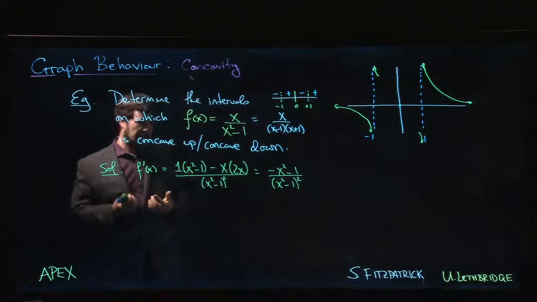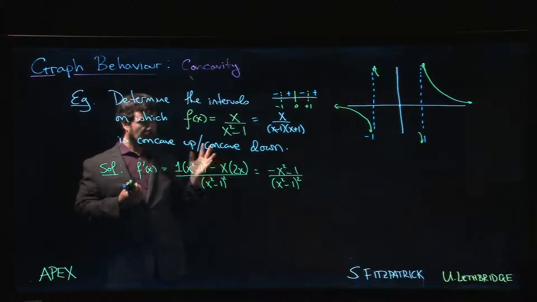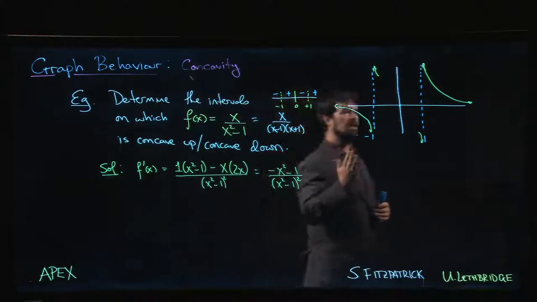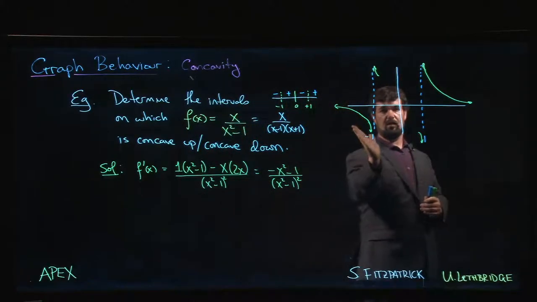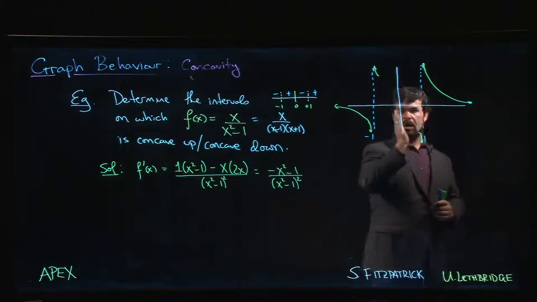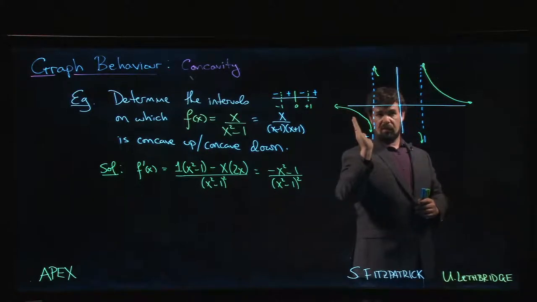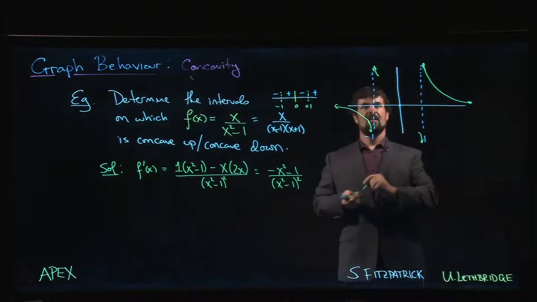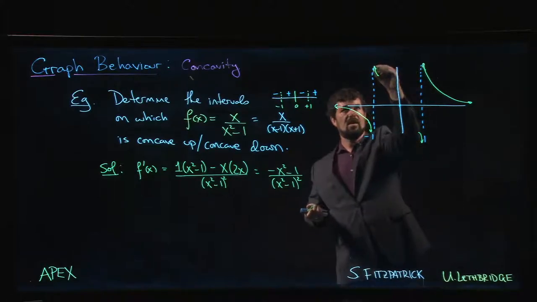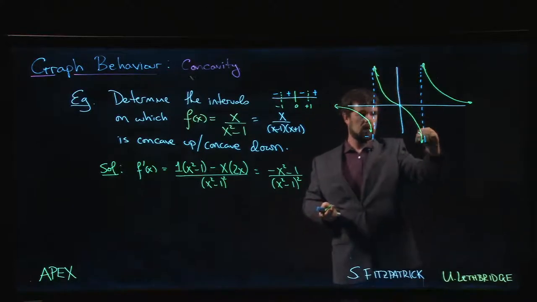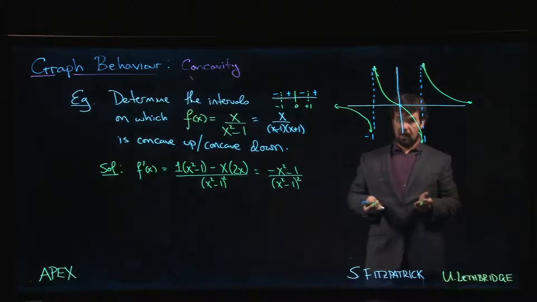You might already be able to guess, because you do have some symmetry here. It's an odd function. The graph for x less than 0 is the reflection across the origin of the graph when x is bigger than 0. Symmetry tells you that the inflection point is probably going to happen at the origin. And so we can guess that our graph should look something like that.